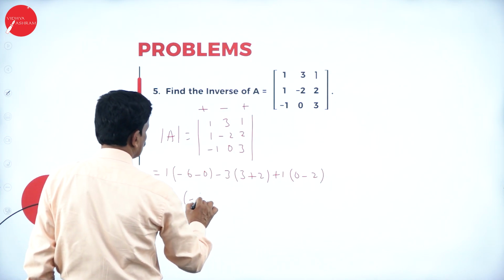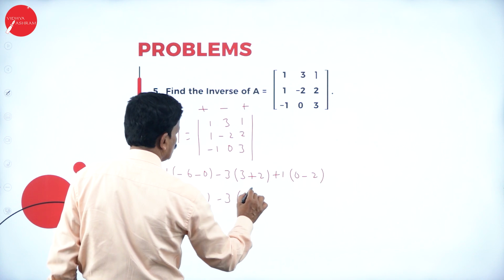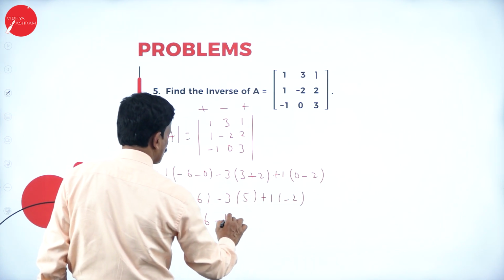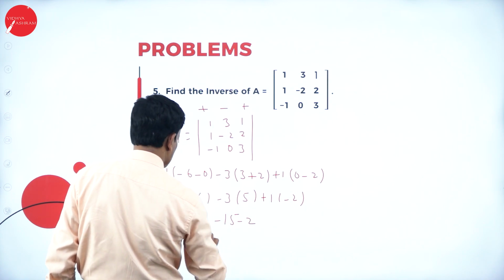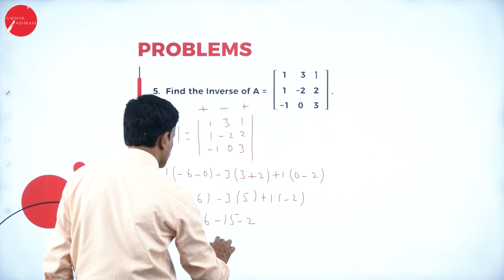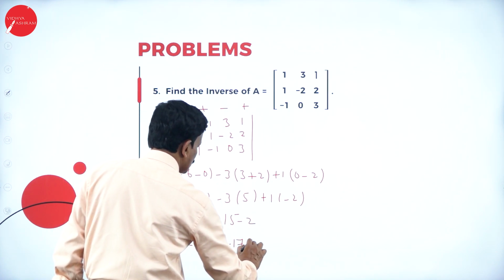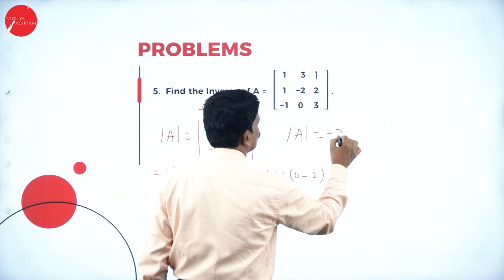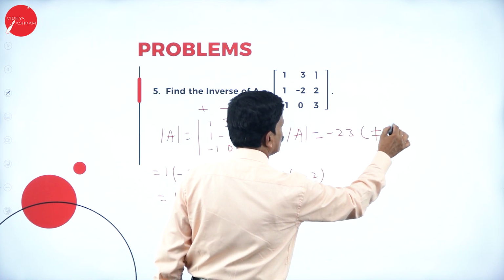So this is 1 into minus 6, minus 3 into 5, plus 1 into minus 2, that is minus 6, minus 15 and minus 2. So this can be written as minus 6, minus 15, minus 2, that is minus 6, minus 17, that's equal to minus 23. So determinant of A is equal to minus 23, not equal to 0.